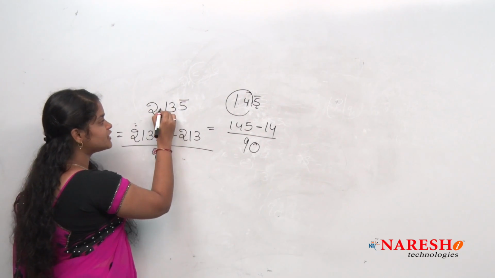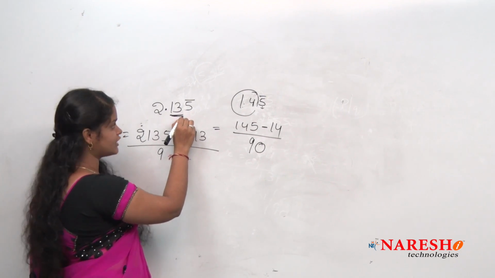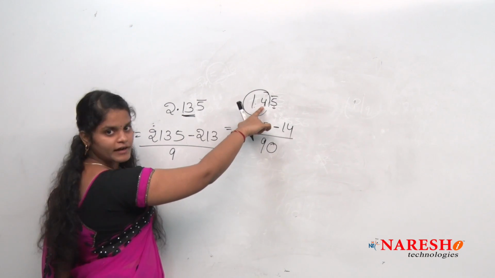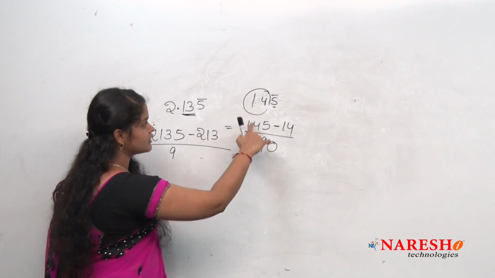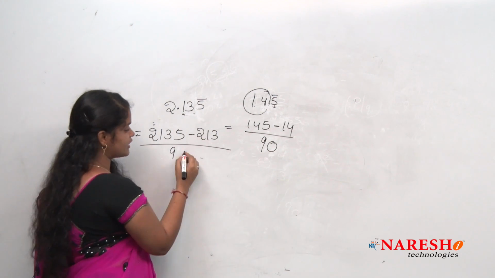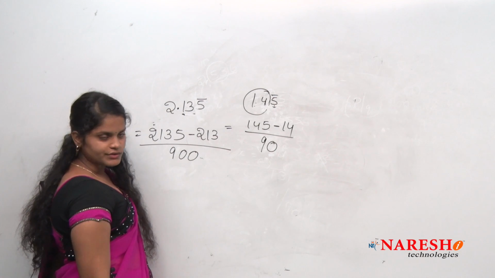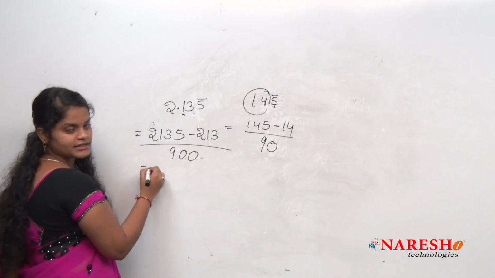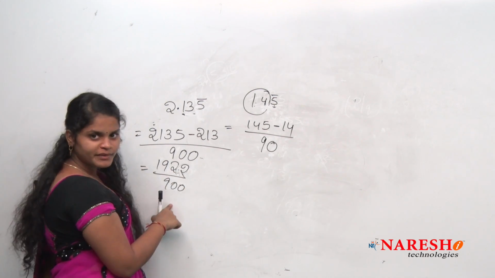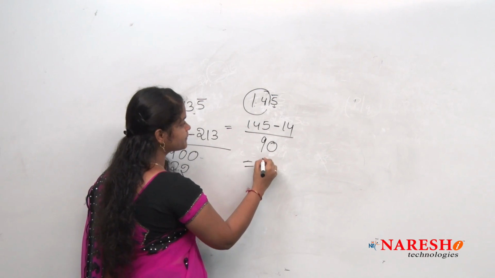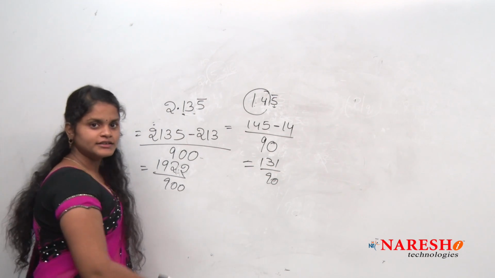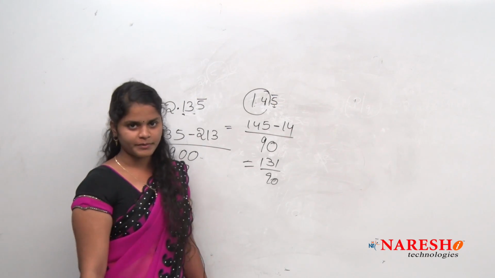Okay. And after decimal, how many numbers are there without bar? That many zeros you will get, right? So here only one number is there. So I got only 1 0. Here there are two numbers. So I'll get 2 zeros. Okay, and this will be my answer. So how much it is? So it is 1922 divided by 900, and this will be 131 by 90. Okay, this is how we will convert in the form of P by Q.